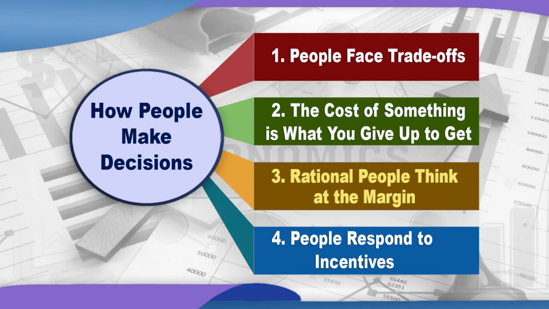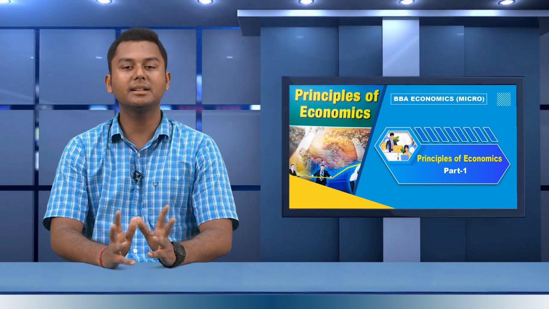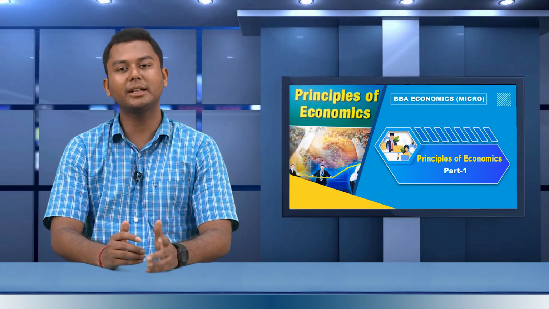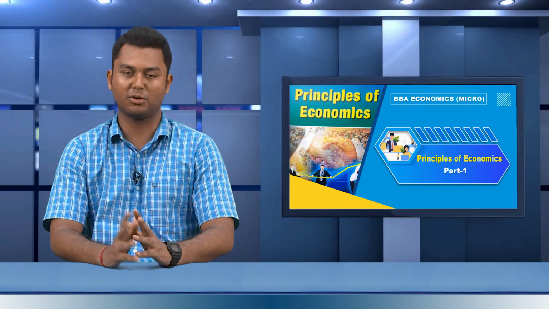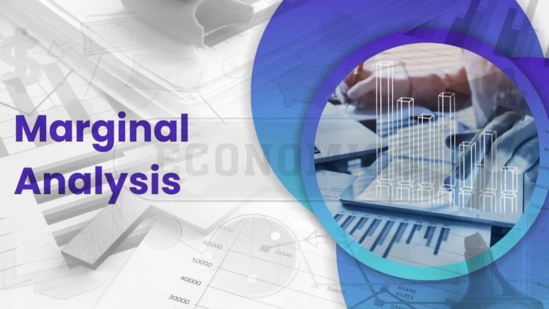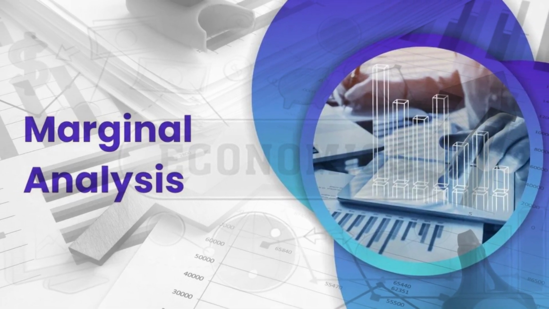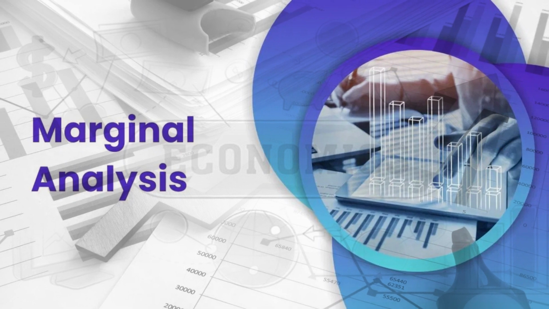Third is rational people think at the margin. Rational people make decisions by evaluating marginal benefits and marginal costs. Marginal analysis involves looking at the effect of small incremental changes in action.